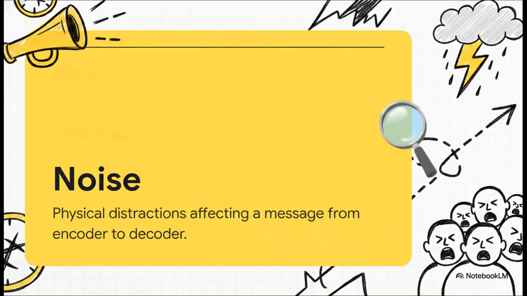Now, the major breakthrough in their 1948 article was identifying a disrupting concept they called noise. And in their model, noise isn't just someone talking loudly in a cafe. It represents literally any physical distraction that scrambles the signal as it transfers from the encoder to the decoder. They were thinking about physical interruptions, things like loud horn sounds, thunder strikes, or roaring crowd noise that physically break the signal on its journey.